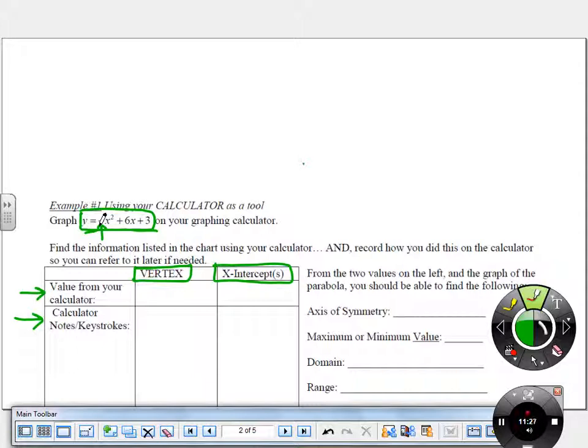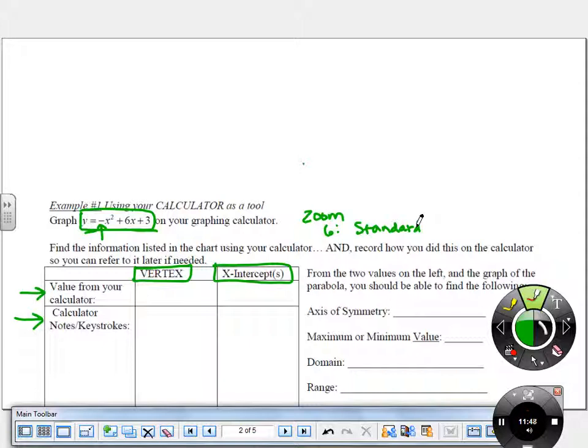plus 6x plus 3. And again, like he said, if we want to see it in a standard window in case our window was messed up from something else, we're going to go to zoom and we're going to choose choice 6, which is to zoom standard. Okay? And again, the zoom button is up in the middle right by the graph. So zoom choice 6, you should see a graph of your parabola.